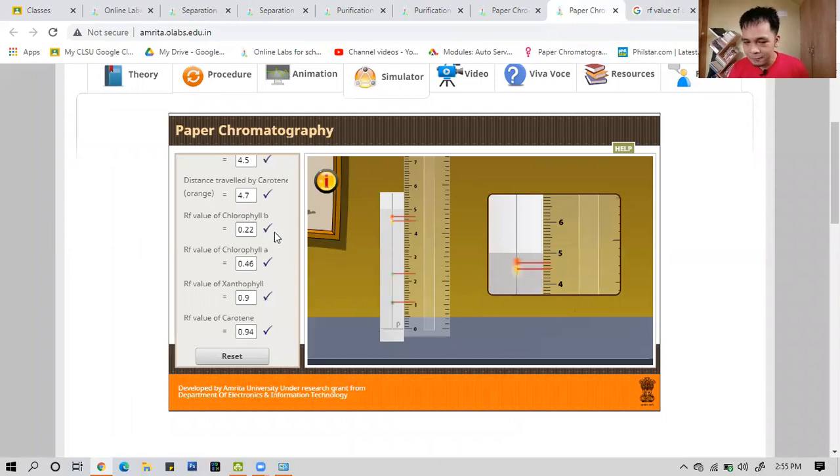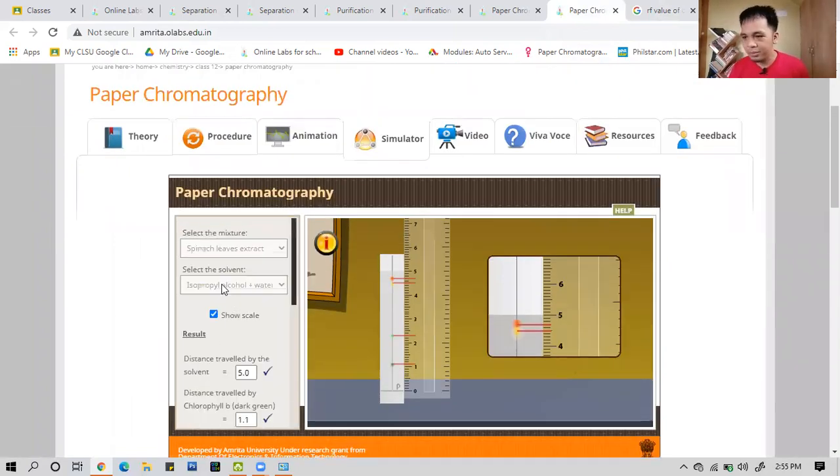So, ganyan yung ating paper chromatography. Ang pinopoint ko lang dito is every compound or components of the organic compounds has its own RF values. And the separation rate will be affected by their relative interaction with respect to the stationary phase and mobile phase. Stationary phase in paper chromatography will be the paper, and the mobile phase in our virtual experiment are the isopropyl alcohol and water.